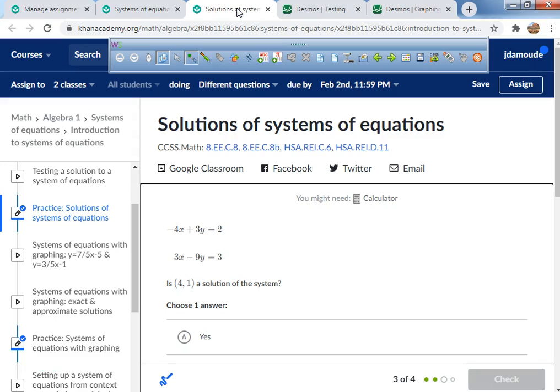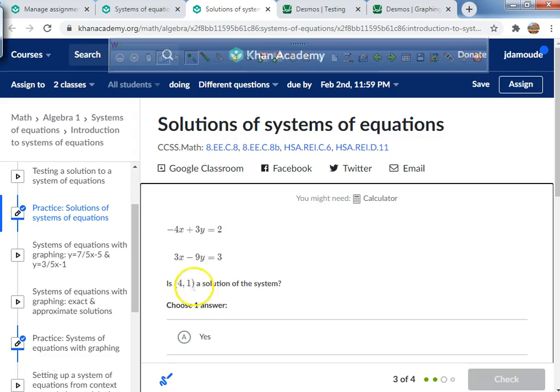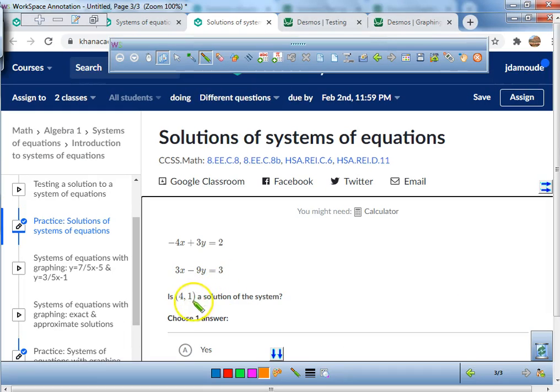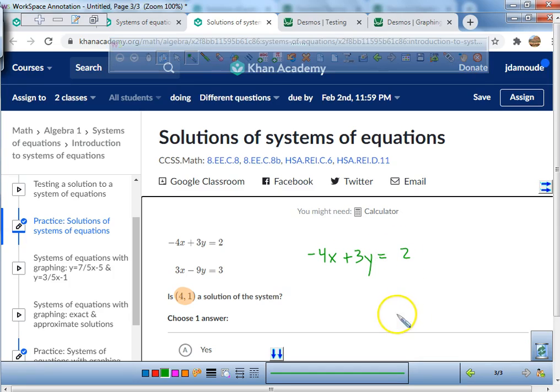Right now, I'm just going to go over how to check your answer. It says, is (4, 1) a solution to this system of equations? So we have negative 4x plus 3y equals 2, and then we have 3x minus 9y equals 3. And what we're checking is to see if (4, 1) will actually work.